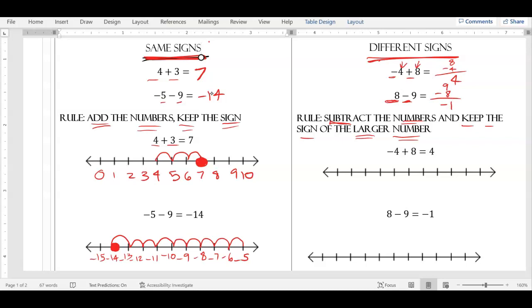Okay, now you can do this on a number line as well, and we need to do that to plot it. So we're going to do negative 4 plus 8. So let's go ahead and put negative 4 over here on the far left. And we're going to ascend up to 0 and then past 0.